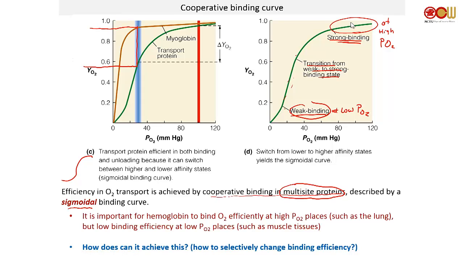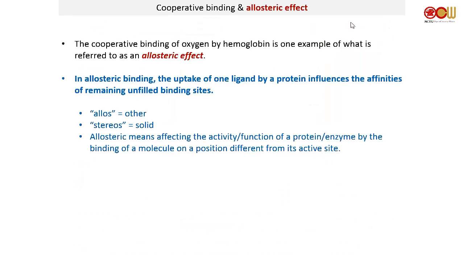Now, it is important for hemoglobin to bind O2 efficiently at high O2 concentration places such as the lung, but with low binding efficiency at low PO2 places such as muscles and tissues. Here's a question: how can it achieve this? How do you selectively change binding efficiency? If the protein structure is fixed, how do you change this ability? This is where I introduce you to the idea of allosteric effect.